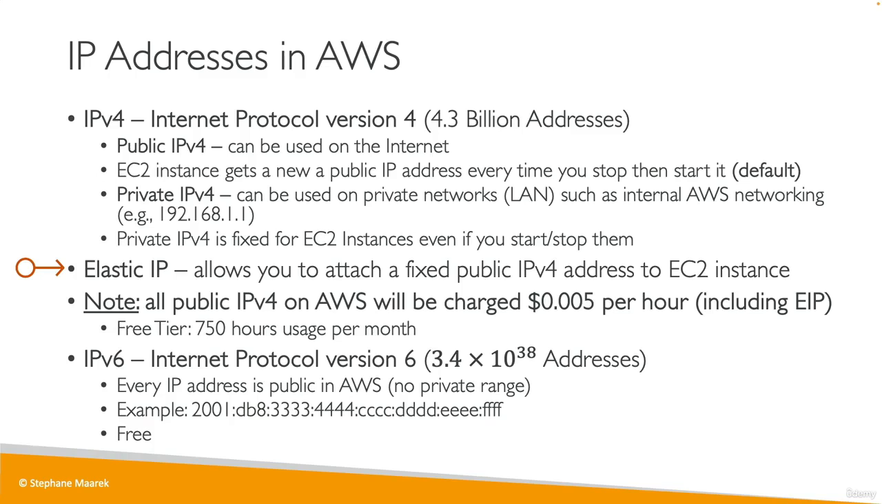So that means that if you want to expose some services for free from an IP standpoint on the internet, you must use IPv6. So that's it for IP addresses in AWS.